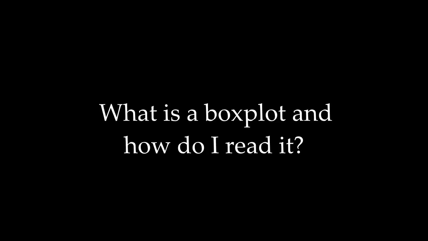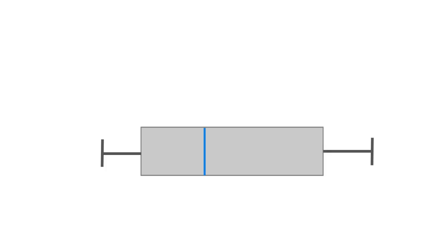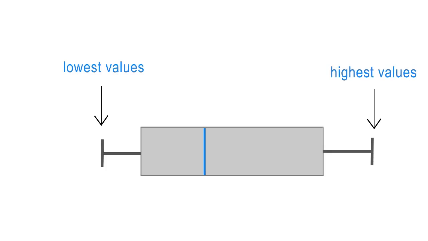What is a boxplot, and how do I read it? A boxplot is a quick visual way to see how data is distributed. It shows us where the lowest values lie, where the highest ones lie, and where most of the values lie. In this case, GradeCraft is using a boxplot to show you the distribution of all of the points in your class, based on the scores given so far.